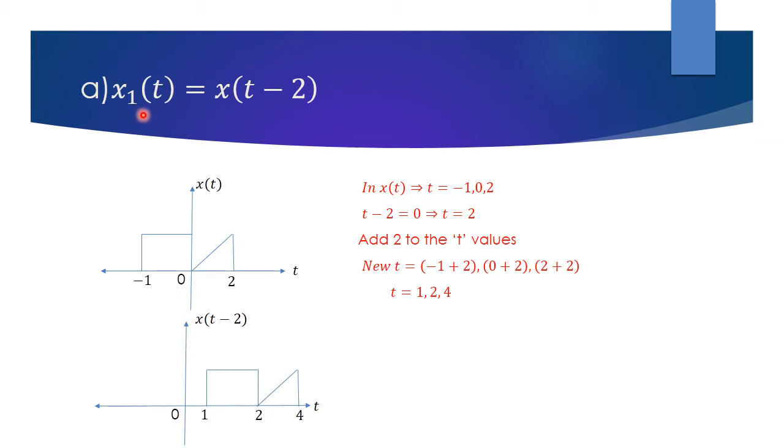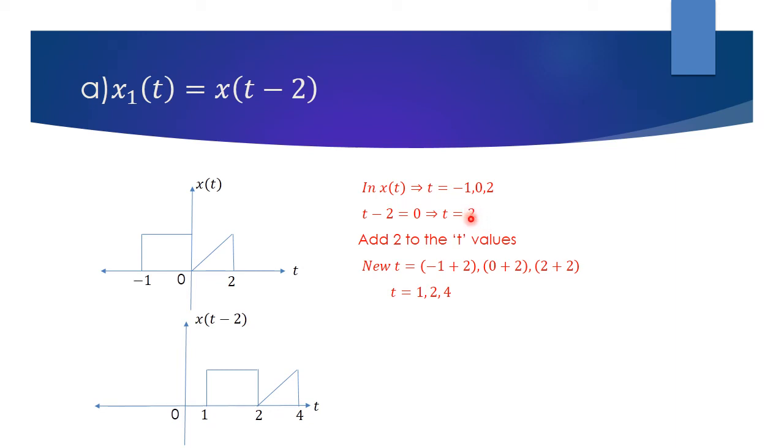So first, x1 of t equal to x of t minus 2. So this is your x of t. First we have to see the time axis values minus 1, 0 and 2. So write t is equal to minus 1, 0, 2. Next we have to calculate t minus 2. So t minus 2 is equal to 0. That means t is equal to 2.